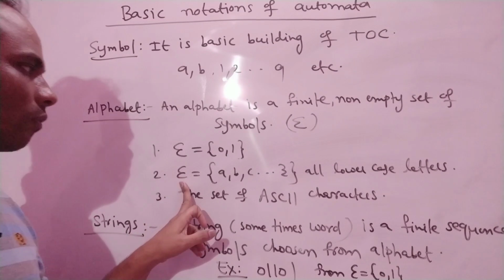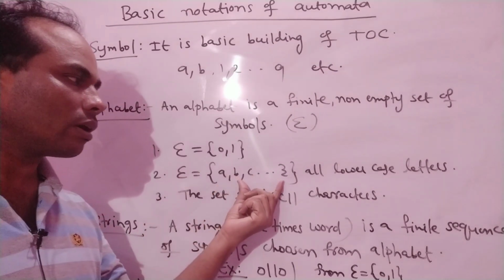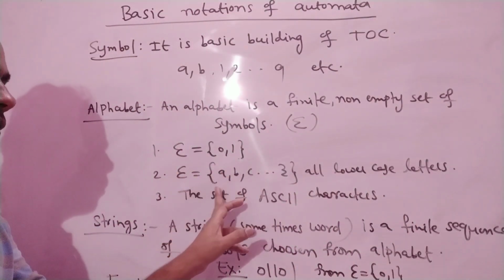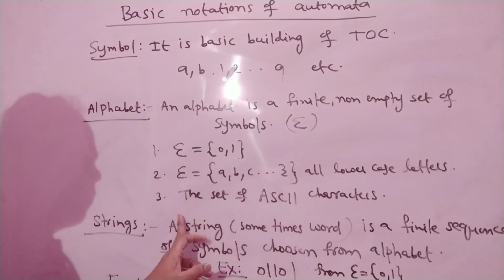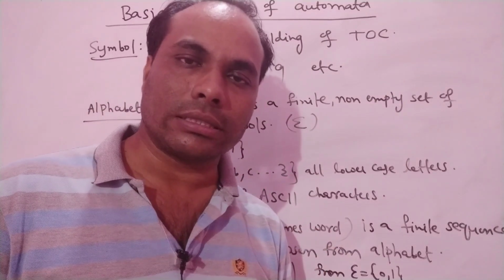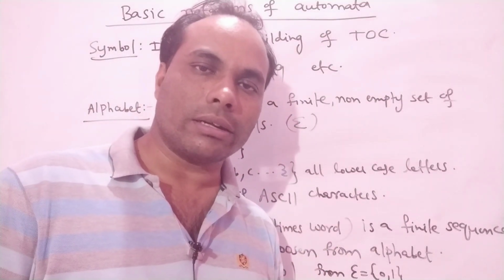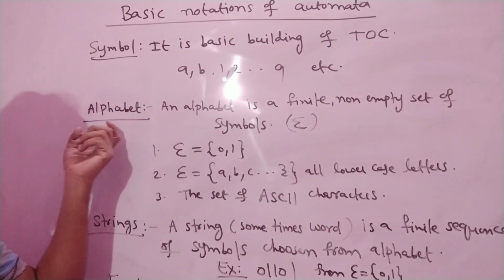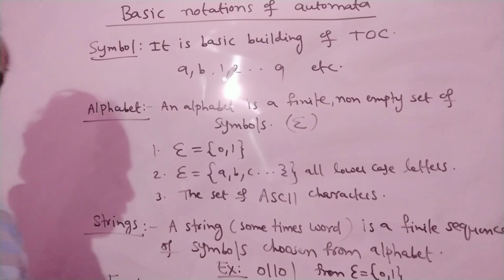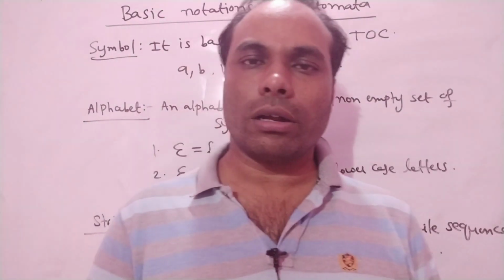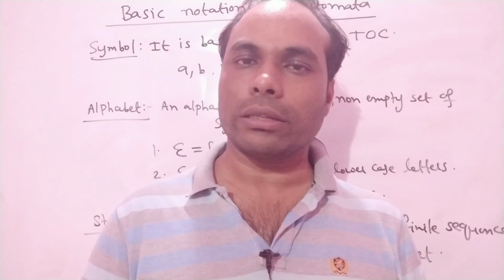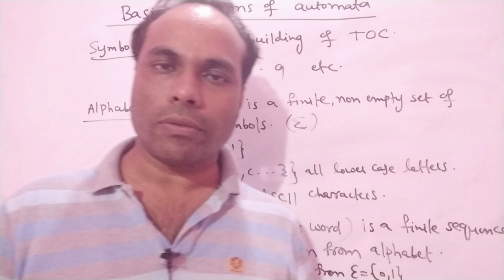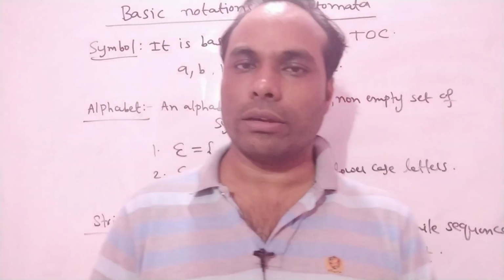And one more alphabet you can represent is the set of all lowercase letters. That is also one type of alphabet. Otherwise, the set of ASCII characters. You know all the different ASCII characters, right? So the set of ASCII characters also you may use as the alphabet in theory of automata. Now you understood the basic building block: the symbol. From the symbol you define the alphabet. Now from the alphabet you are in a position to define the string.